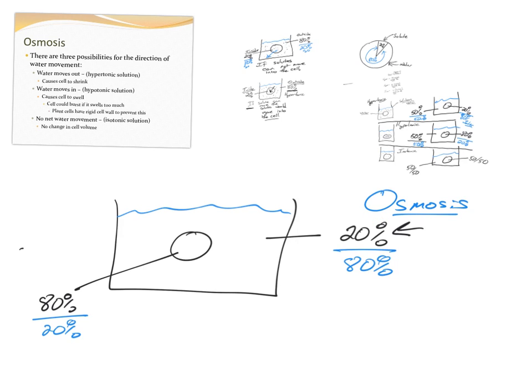So osmosis is when you have 20% outside, 80% inside. In this case, it's what? What is this? What are we talking about? Of course, that's a solute. What are we dealing with? What is this? Hypo, iso?